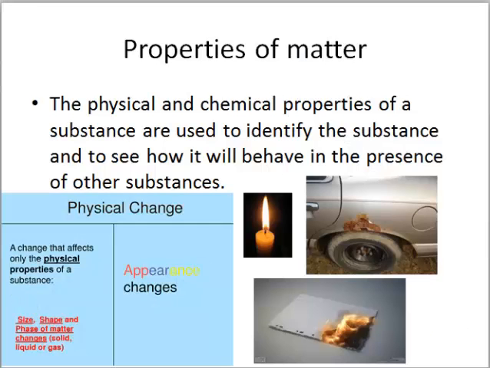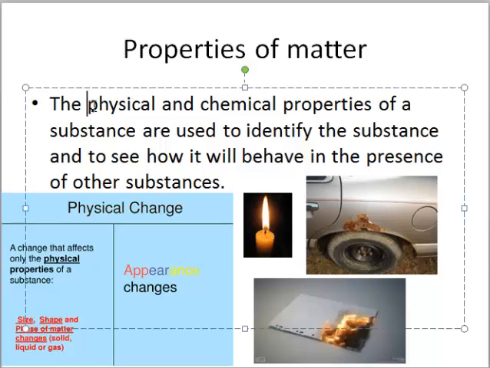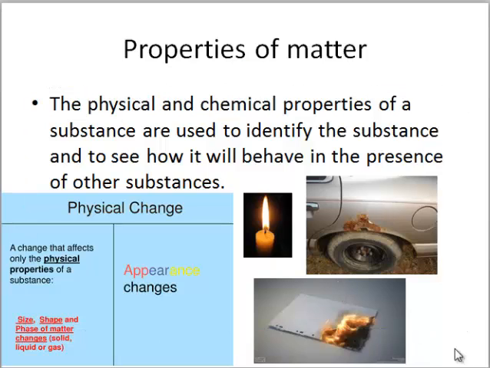Alright, so properties of matter. The physical and chemical properties of a substance are used to identify the substance and to see how it will behave in the presence of another substance. So we're looking at two specific types of properties. They're either going to be the chemical property or the physical property. So they're going to fall into one of those two categories.